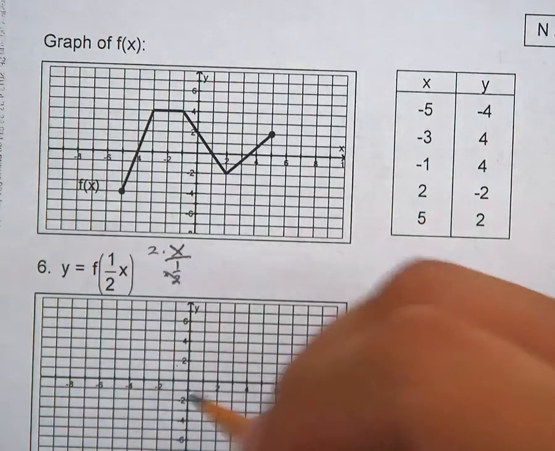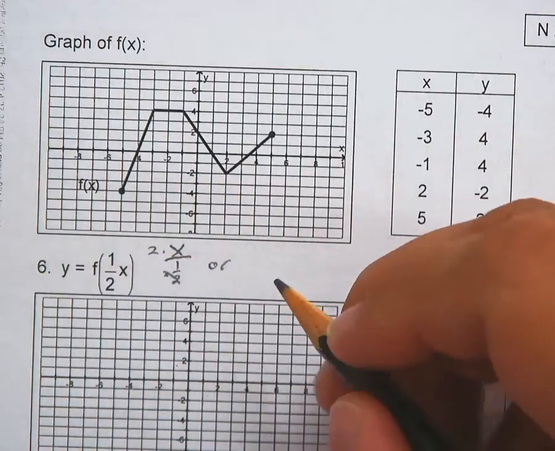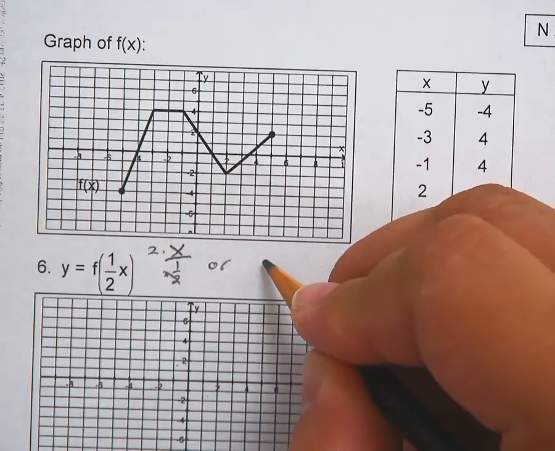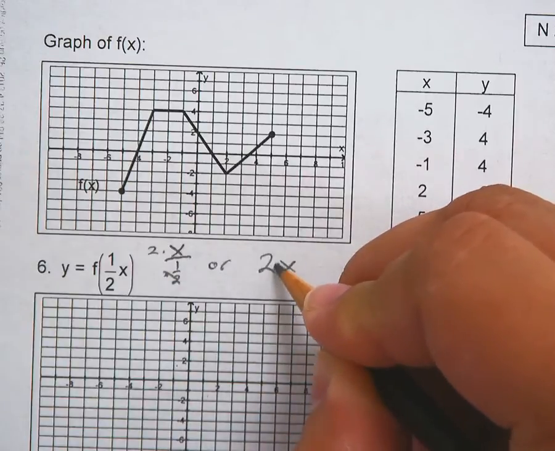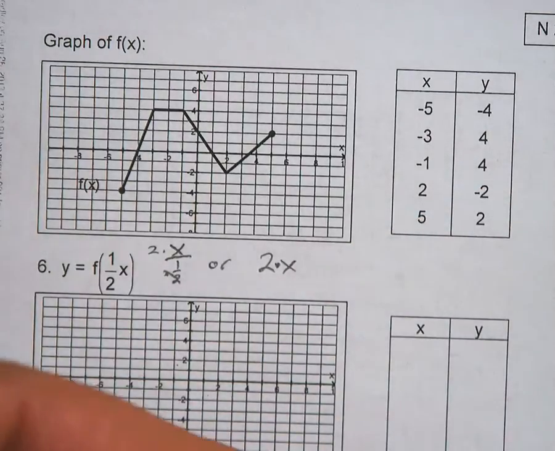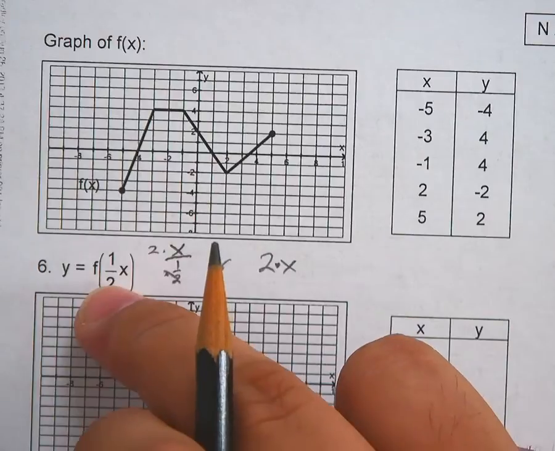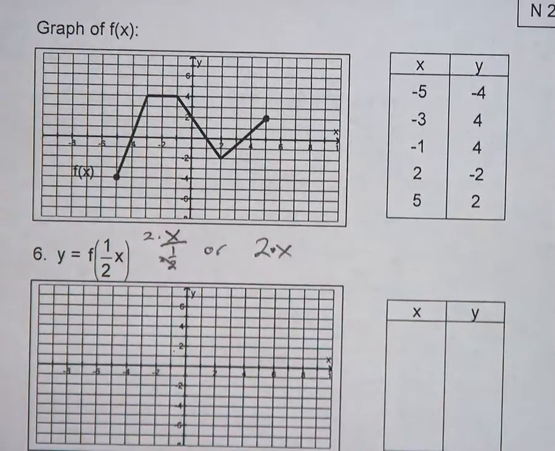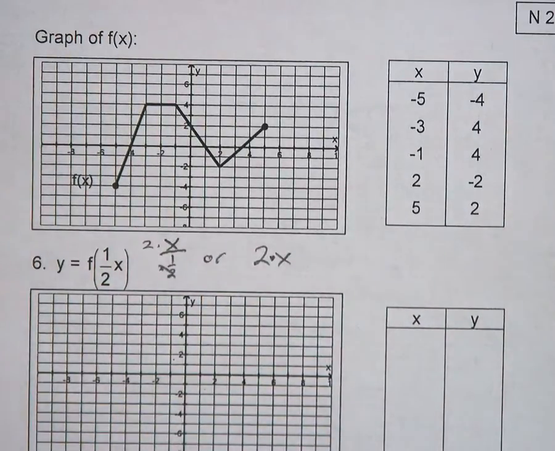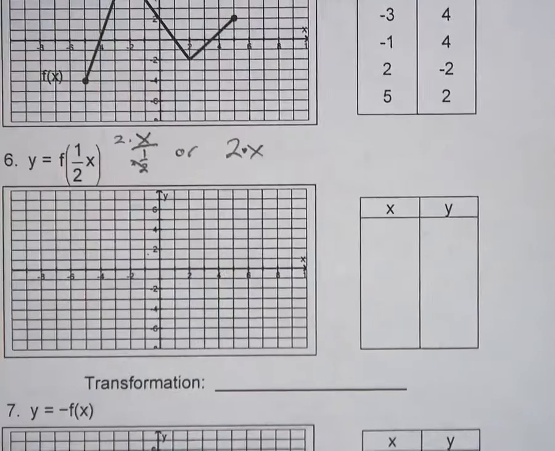So what you're doing, I'm going to write it like this, or you could just say 2 times x. So do the opposite. If you're multiplying by a half, multiply by 2. If I was dividing by 3 here, for example, I'd multiply by 3. Right? Always do the opposite of what's in parentheses.